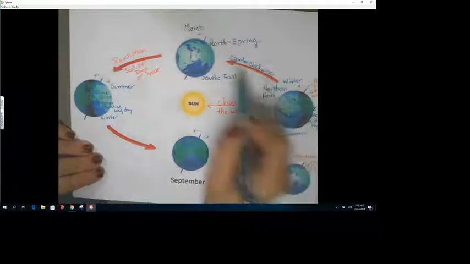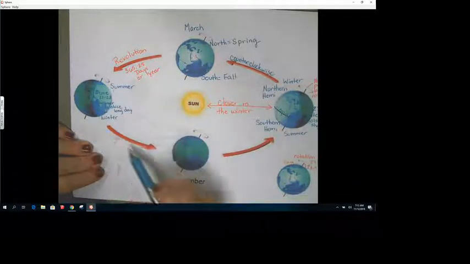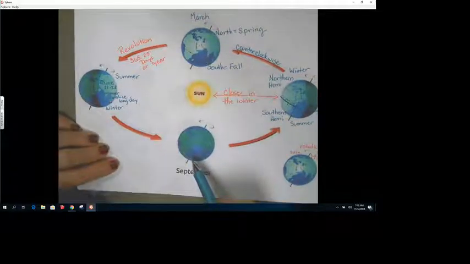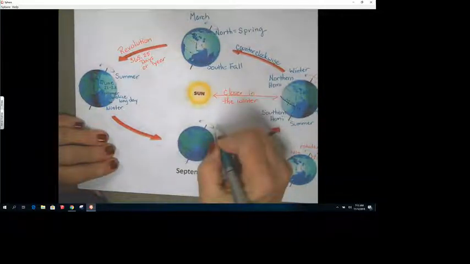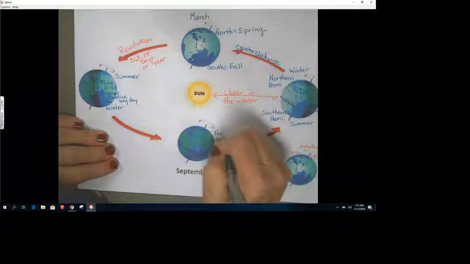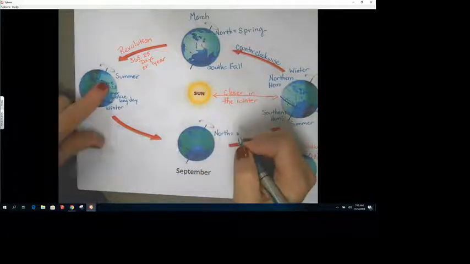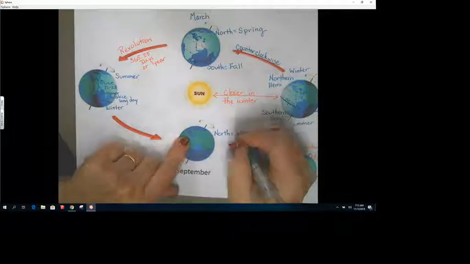Again, we continue to revolve around the sun, and when we get to this one here, we know that then the Northern Hemisphere, after summer comes fall.